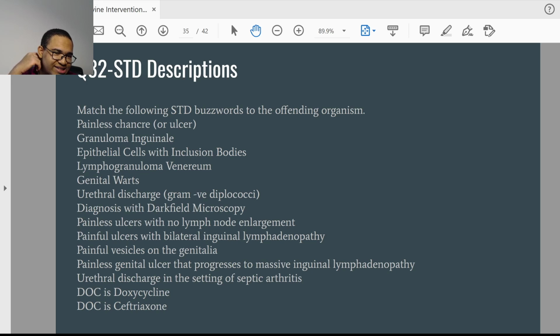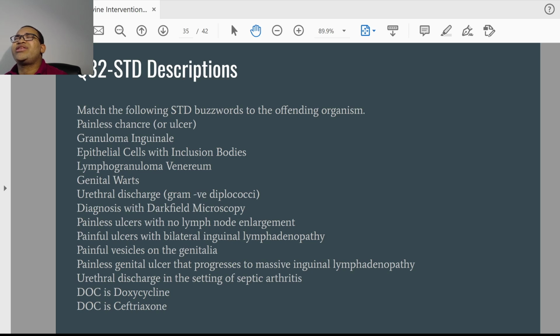Now, match the following STD buzzwords to the offending organism, right? So painless chancre or ulcer. So let's rush through this. I want to keep this podcast under an hour. So painless chancre or ulcer, that's syphilis, right? Treponema pallidum. Granuloma inguinale is caused by what bug? That's Klebsiella granulomatis, right?